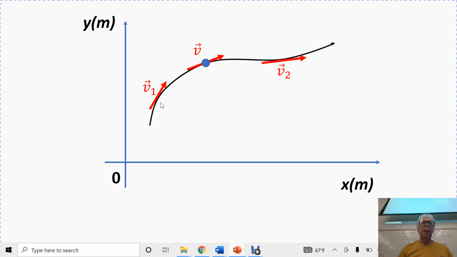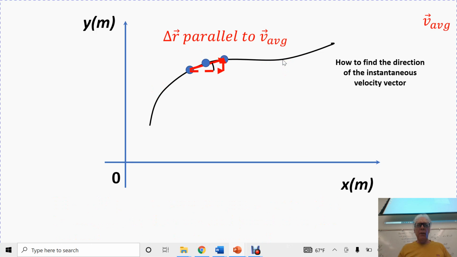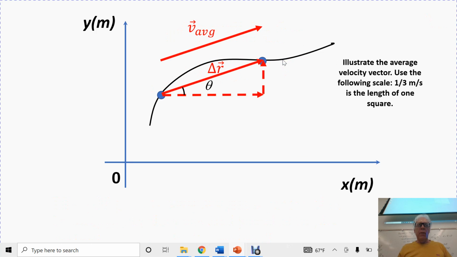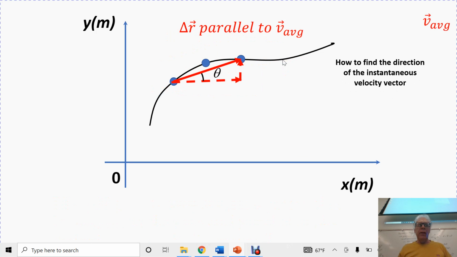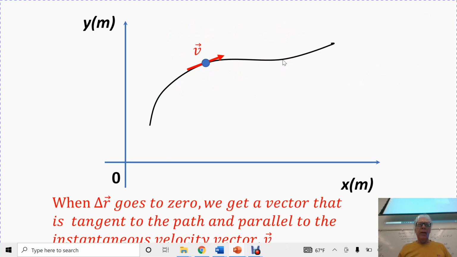It's possible to prove that. Here, the instantaneous velocity at this point, at this point, at this point. I do not know the magnitude, but I know the direction, the qualitative direction of that instantaneous velocity. Let's do that again. This way, right? Until you realize that it's tangent to the path.